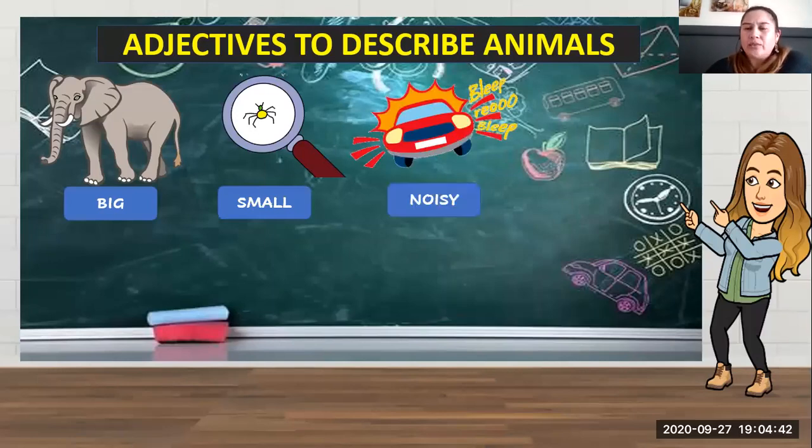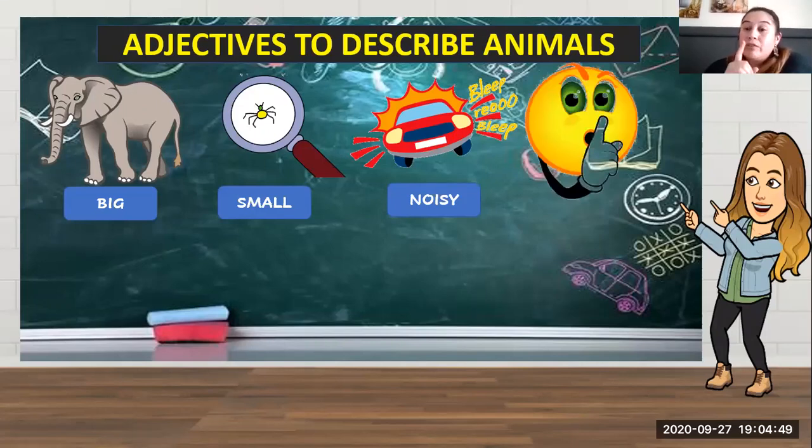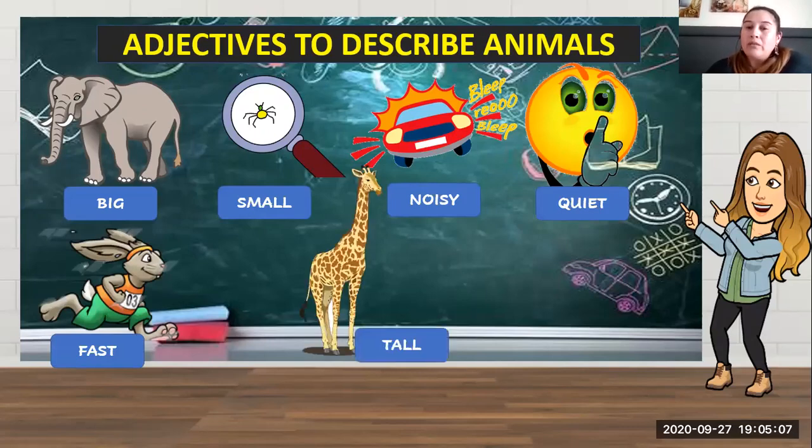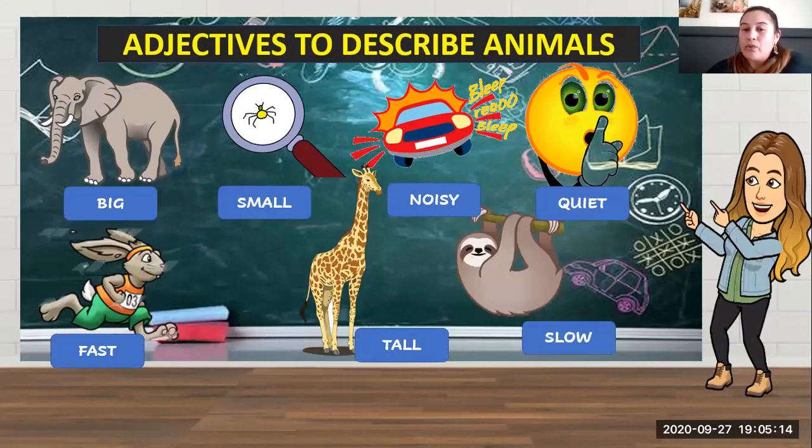A noisy car, un ruidoso auto. Noisy, ruidoso. We have a quiet emoticon, un tranquilo o silencioso emoticon. Quiet, tranquilo, silencioso. A fast rabbit, un conejo rápido. A tall giraffe, una jirafa muy alta. And a lazy sloth, un perezoso muy lento. So big, grande, small, pequeño, noisy, ruidoso, quiet, tranquilo, silencioso. Fast, rápido, tall, alto o alta. And slow, lento o lenta.